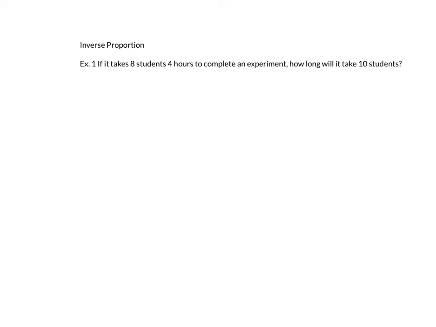Now I hope you can see that this is an example of inverse proportion. If we increase the number of people working on the experiment, we would expect the time to complete the experiment to go down. So what we're saying is that as the number of students goes up, the time to complete the experiment goes down. When one quantity goes up and the other goes down, that's an example of inverse proportion. So we've got the number of students and the time.